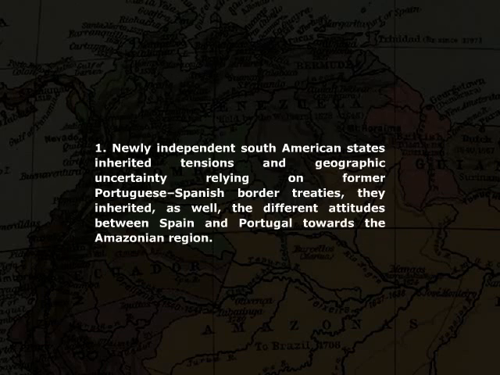One. Newly independent South American states inherited tensions and geographic uncertainty, relying on former Portuguese-Spanish border treaties. They inherited as well the different attitudes between Spain and Portugal towards the Amazonian region.